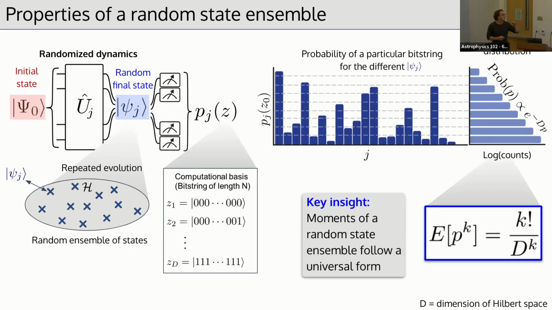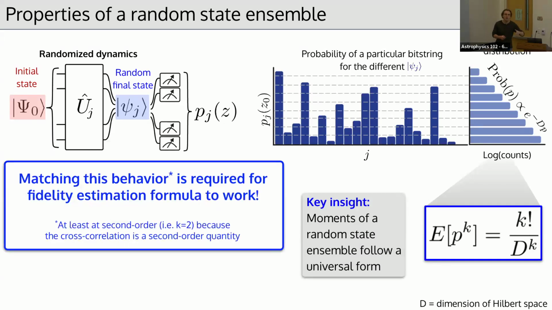And this is the key fact that enables our fidelity estimation formula, because it allows us to simplify a lot of complicated math about the exact dynamics happening in our system, and we just reduce it to these very simple principles: things are going to look like these exponential distributions if we average them.